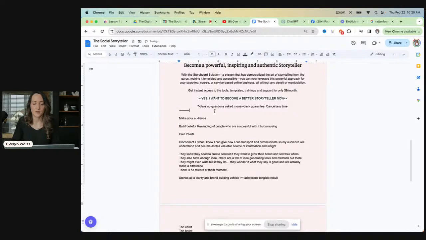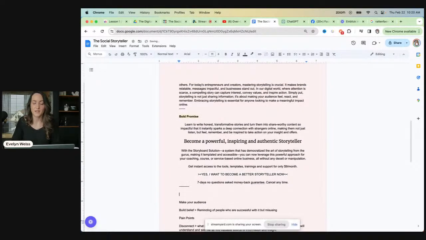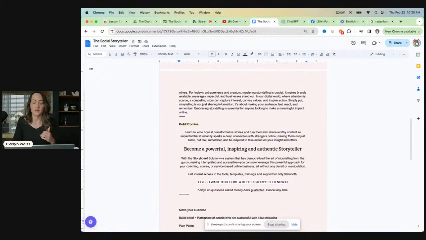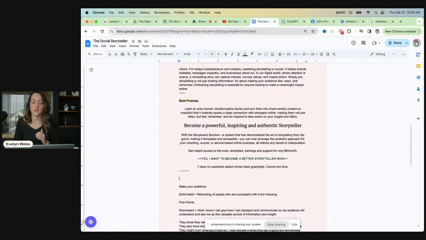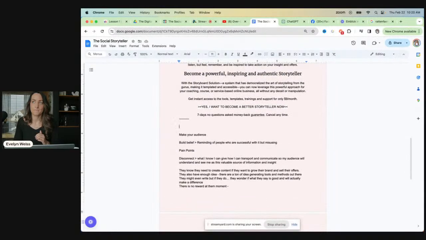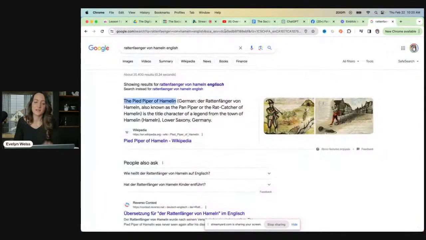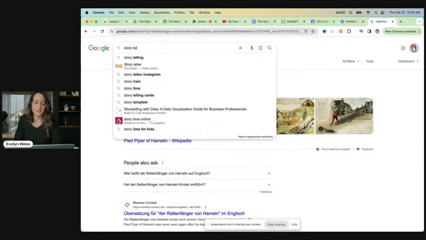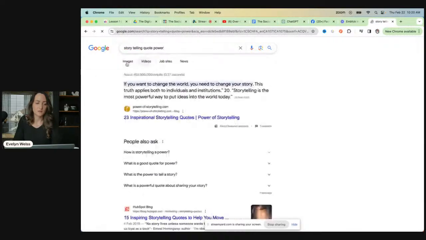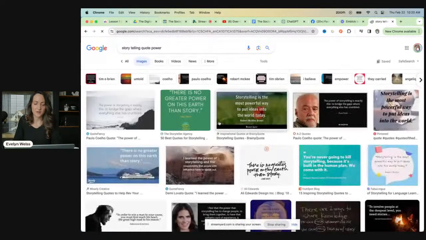So now we have the next section, which is the pain point. And so I would love to explain it. And I would also potentially want to bring in the human aspects. So I would say there's a quote, the storytelling quote on power. I have used this actually on the offer builders page. There's no greater power, storytelling is the most popular way to put ideas into the world.